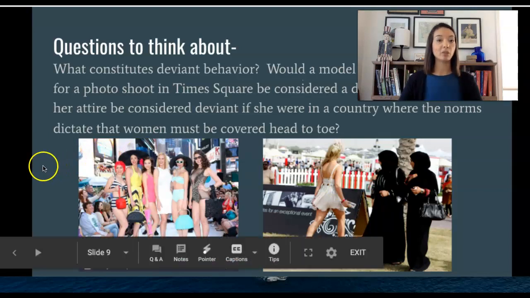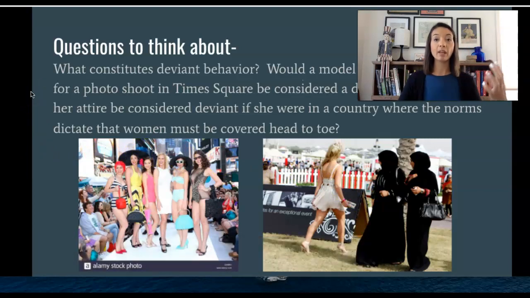So once again, I'm showing those to provide questions about how to think about the definition of deviant and what exactly constitutes deviant behavior. Okay, so that brings us to the end of our lesson on the nature of deviance.